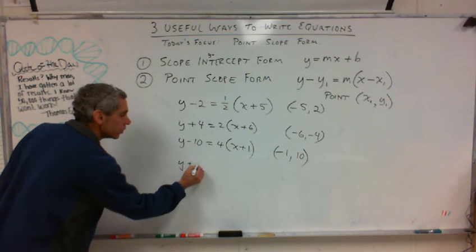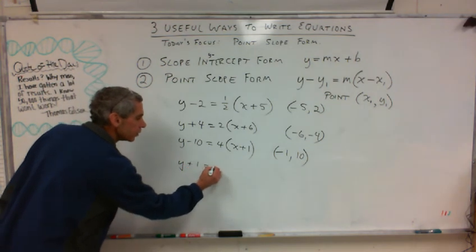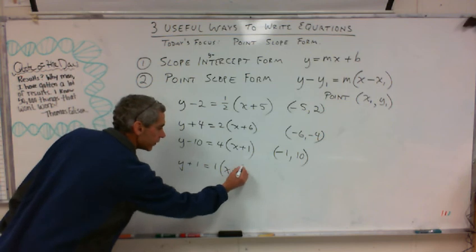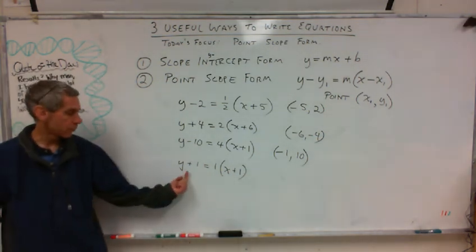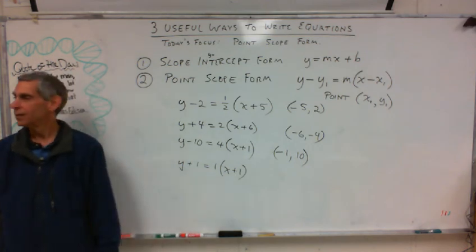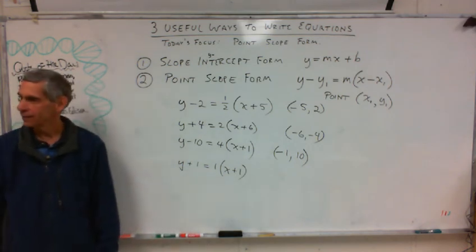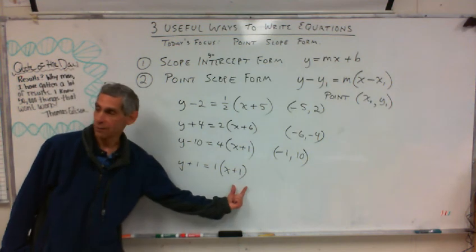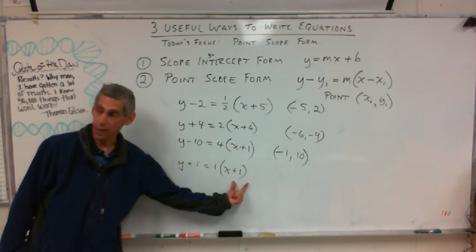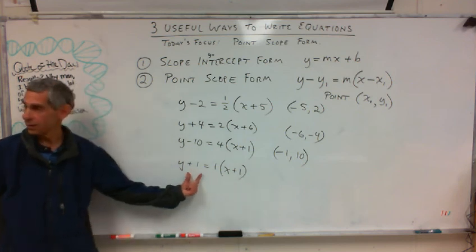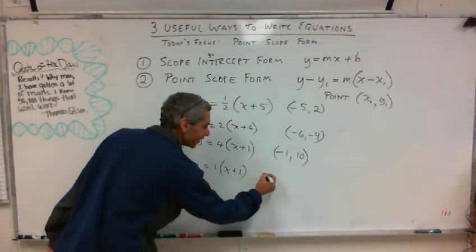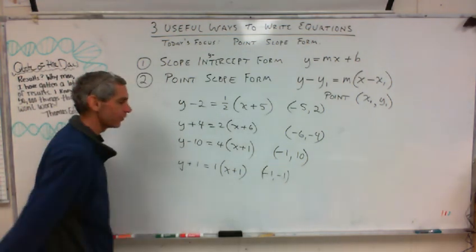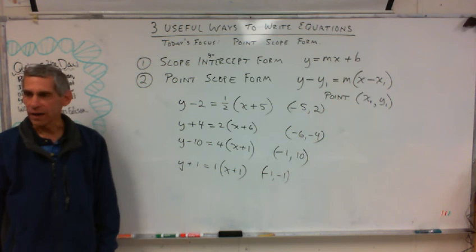y plus 1 equals 1 times x plus 1. All right, Noah. Look up here. y plus 1 is equal to 1 times x plus 1. What is the point? It's going to be the opposite. Yeah, opposite of this. Yeah, -1, comma. Yes! Said with confidence. You did it. -1, comma -1. Perfect. Fist of 5. Pretty easy, right?